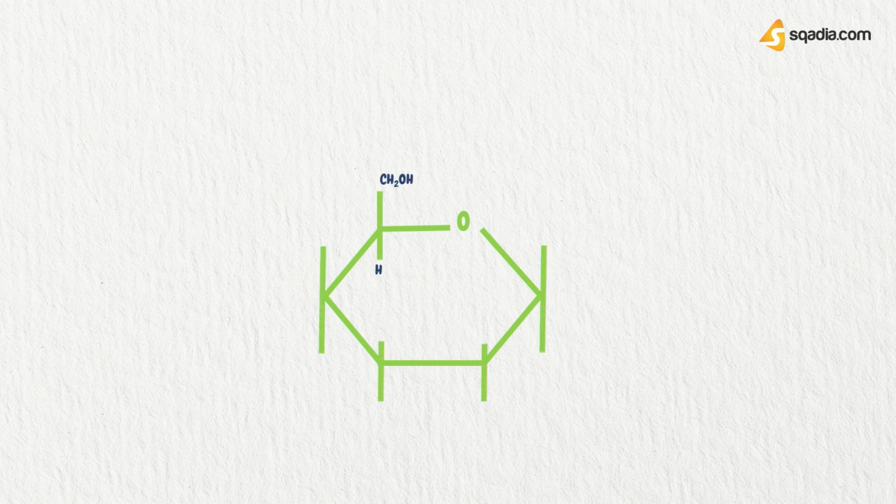If we look at the general structure of glucose here, it is a 6-carbon compound. Let's name them over here: 1, 2, 3, 4, 5, and 6. And on the alternate positions, there are hydrogen and hydroxyl groups. Now, glucose molecules have a glycosidic bond between them.